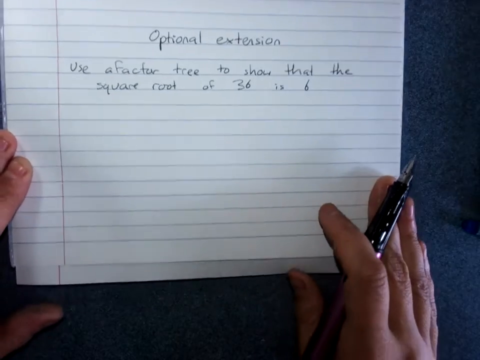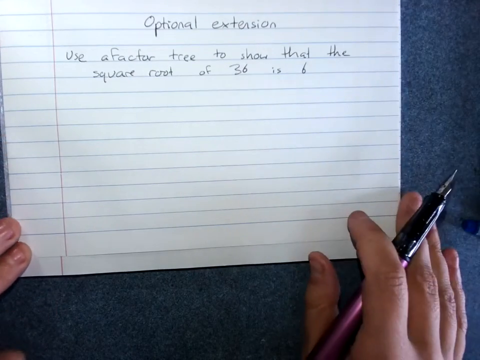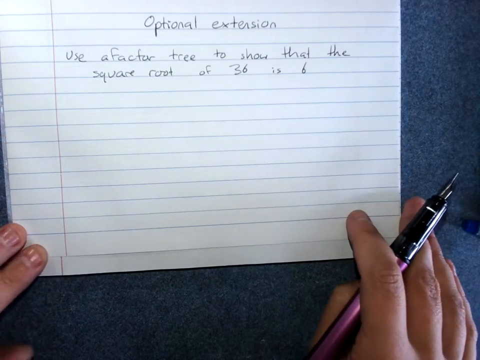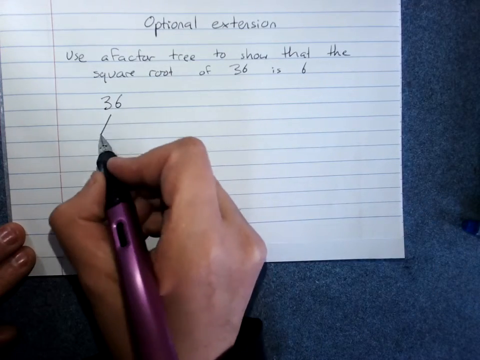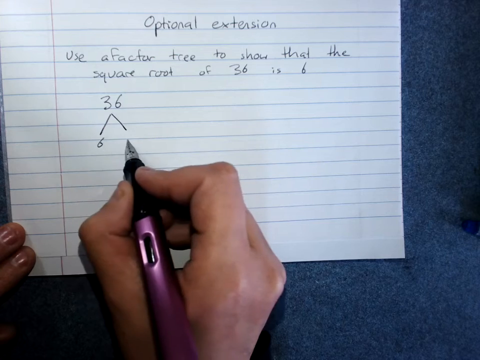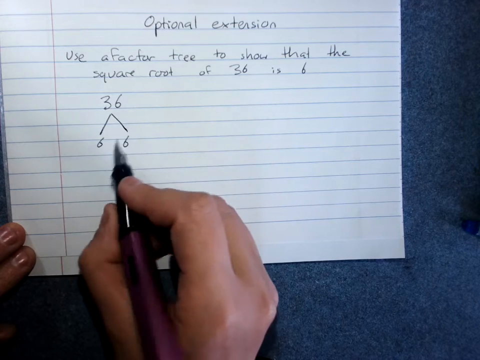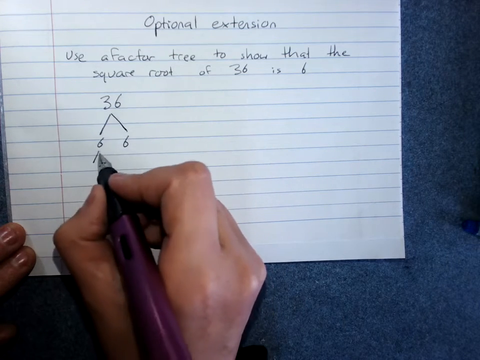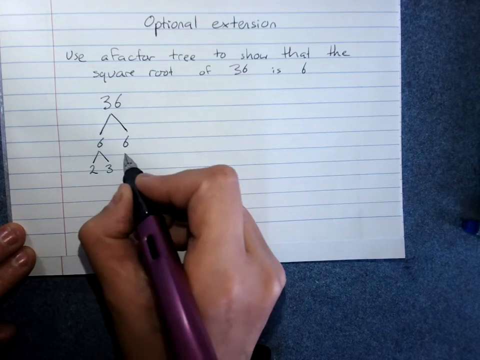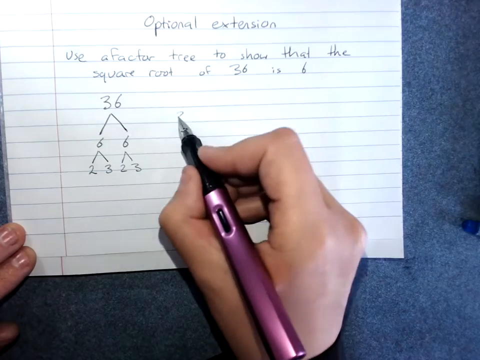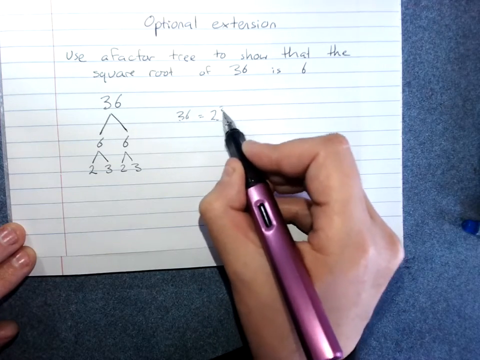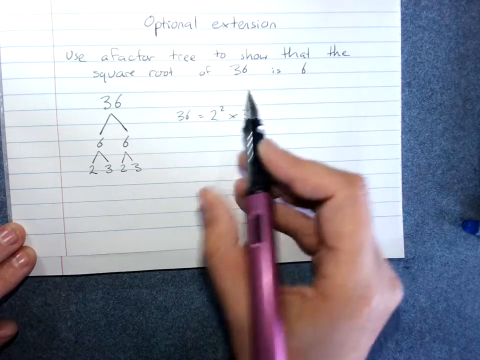An optional extension usage of a factor tree: use a factor tree to show that the square root of 36 is 6. Well, they said use a factor tree. Now, yes, we can split it into 6 times 6, but that's not enough yet. It's 2 times 3 times 2 times 3. So 36 equals 2 squared times 3 squared.